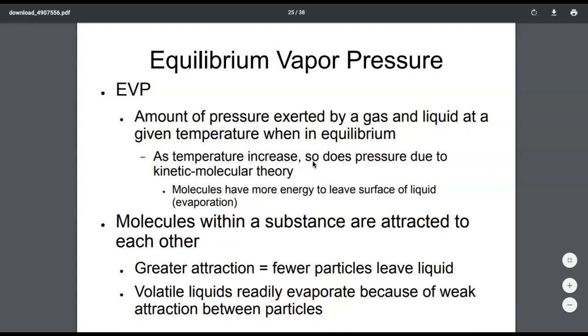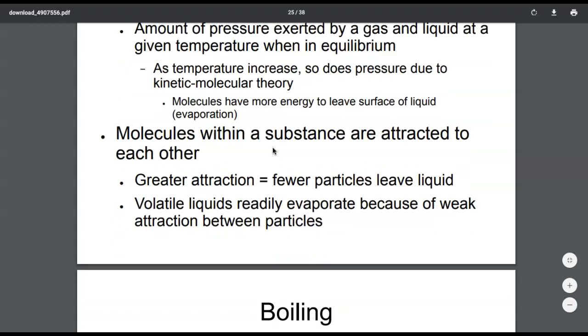This comes into play with the equilibrium vapor pressure. This is the amount of pressure exerted by a gas and a liquid at a particular temperature when in equilibrium. That means the gas molecules and liquid molecules, if they're at EVP, are going back and forth between those two phases. Molecules within a substance are going to be attracted to each other, through intermolecular forces like dipole-dipole forces or hydrogen bonds. If we have a greater attraction, then fewer particles will leave the liquid. This is why water has such a high boiling point based on its molar mass.